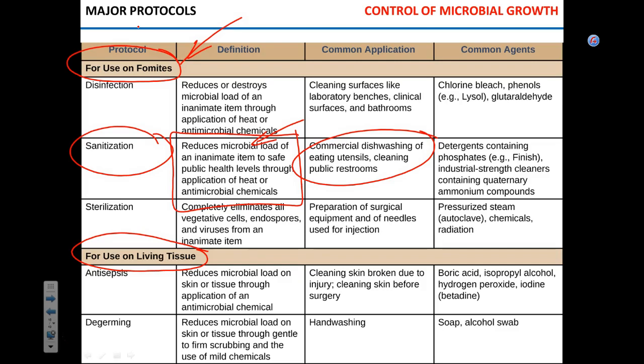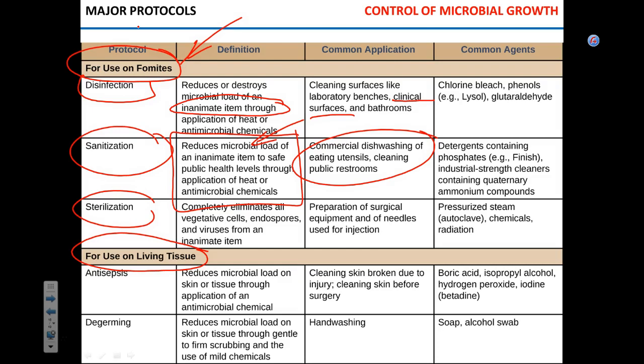Now, second level, if you want to kick it up a notch, is the disinfection. So disinfection reduces or eliminates microorganisms on the inanimate items. Okay, and these are the protocols that are most frequently employed in the labs and the hospitals. Okay, so on the clinical surfaces, in most cases, will be disinfected, so they will not be considered sterile. They will be disinfected.